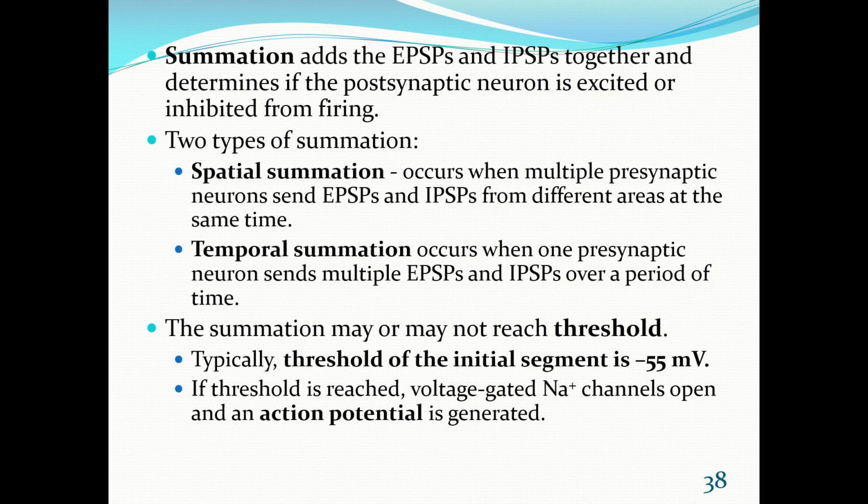The summation may or may not reach threshold. Typically, the threshold of the initial segment is negative 55 millivolts. If the threshold is reached, voltage-gated sodium channels will open and an action potential will be generated and then propagated down the axon away from the cell body.